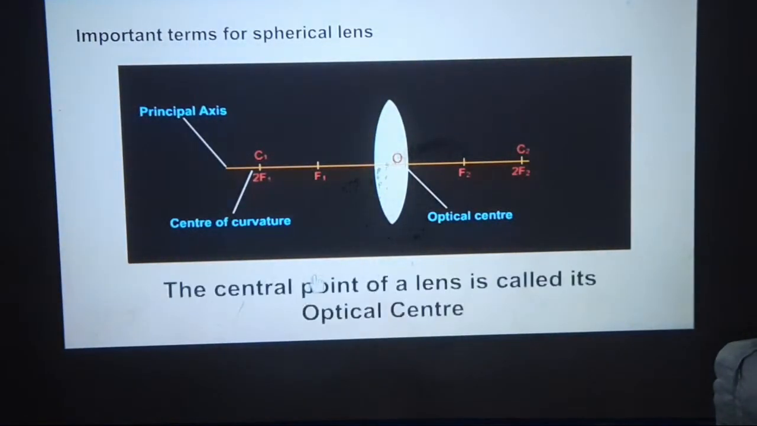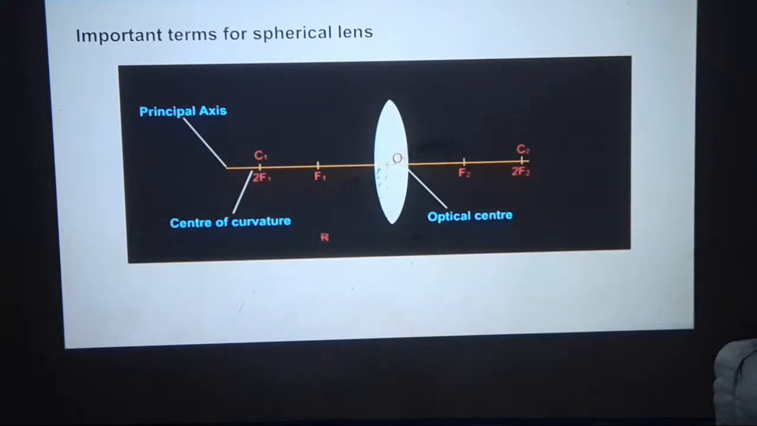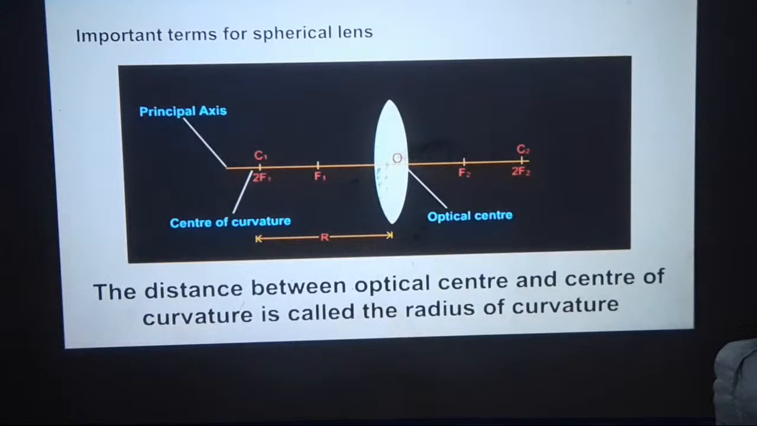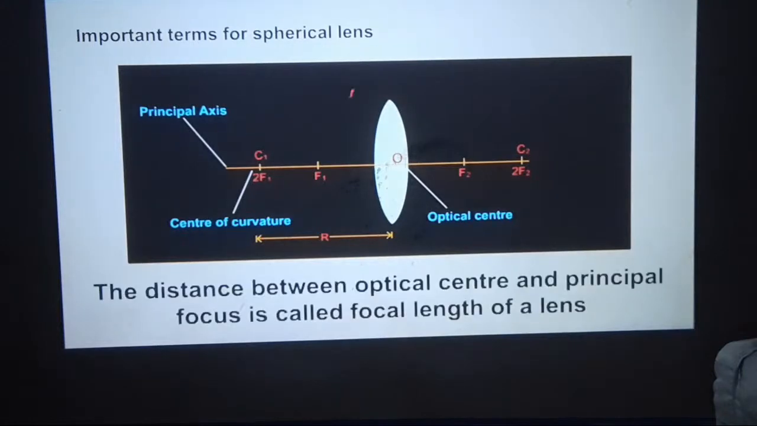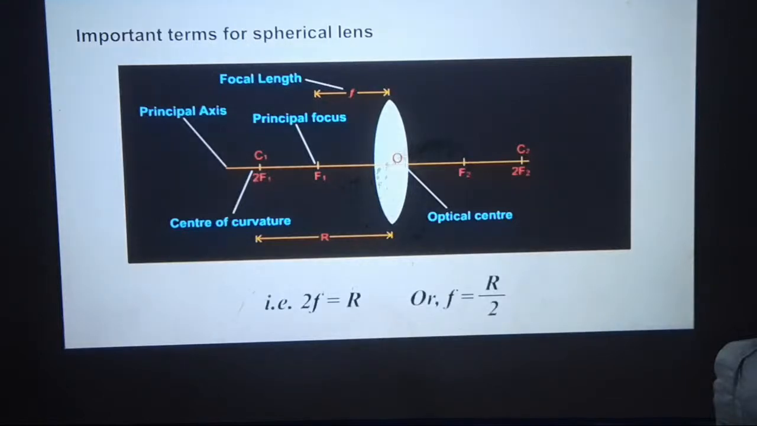Optical center. The central point of the lens is called its optical center. A ray passes through the optical center of the lens without any deviation. Radius of curvature. The distance between the optical center and the center of curvature is called the radius of curvature, which is generally denoted by r. Focal length. The distance between the optical center and principal focus is called the focal length of a lens. The focal length of a lens is half the radius of curvature, that is 2f equals r or f equals r by 2. This is the reason that the center of curvature is generally denoted by 2F for a lens instead of C.